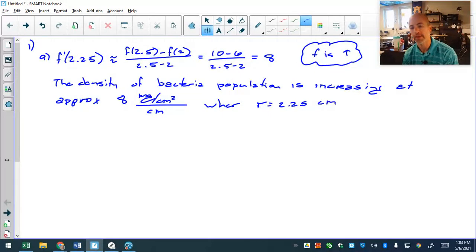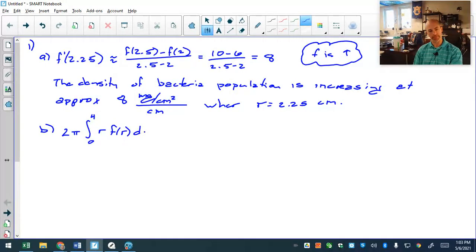So let's look at question B. The total mass in milligrams of bacteria is given by this expression, 2 pi times the integral from 0 to 4 of R F of R. And this is a really interesting one. They want you to approximate this using a right-hand Riemann sum. And what you have to remember is the function we're using is actually R times F of R. So it takes a little bit more thinking here.